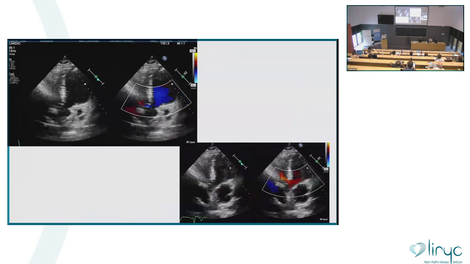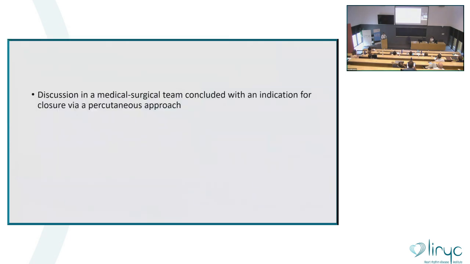And this is the last loop, so it's 5 chambers. It's not very clear, but we can see once again the VSD with the left to right shunt. So this was our evaluation. We had the medical surgical team discussion, and we decided to go for percutaneous closure.